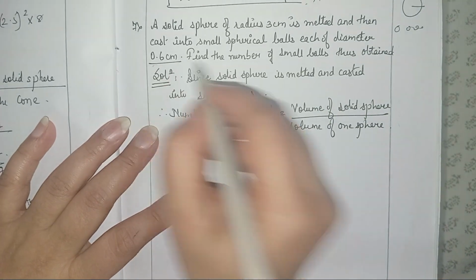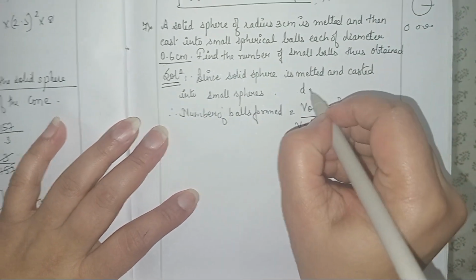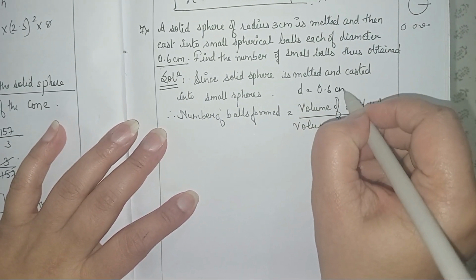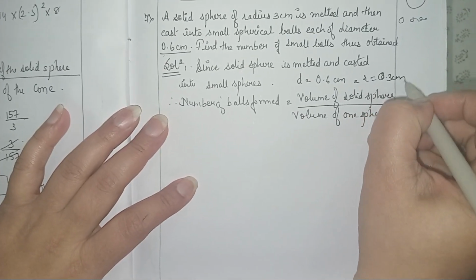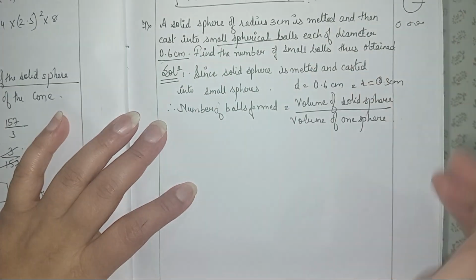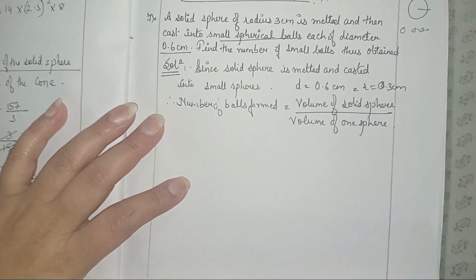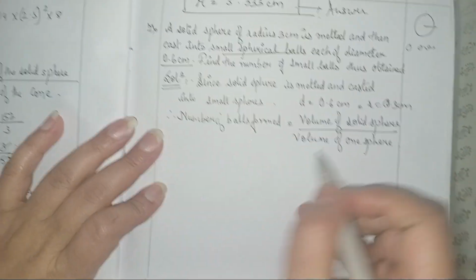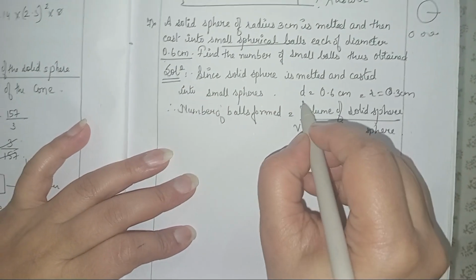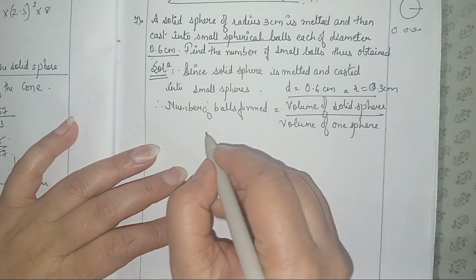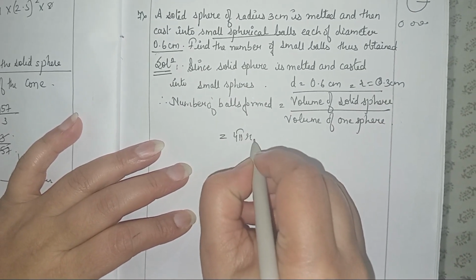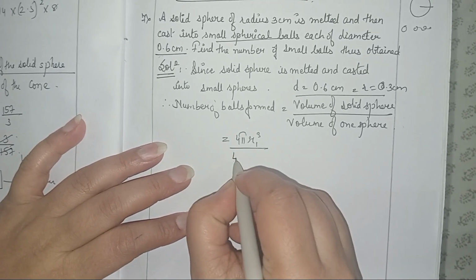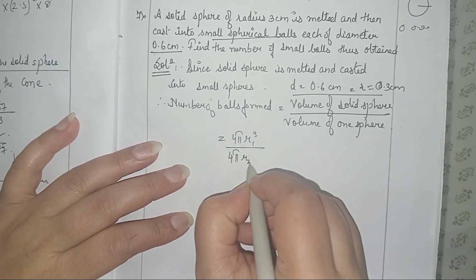See here it is given 0.6. This is going to be the diameter, 0.6 centimeters. So the radius will be 0.3 centimeters of the small spherical balls. I haven't mentioned this in detail right now, I've directly gone to this, but I hope you take it into consideration and try understanding it like this: 4 pi r1 cube over 4 pi r2 cube.